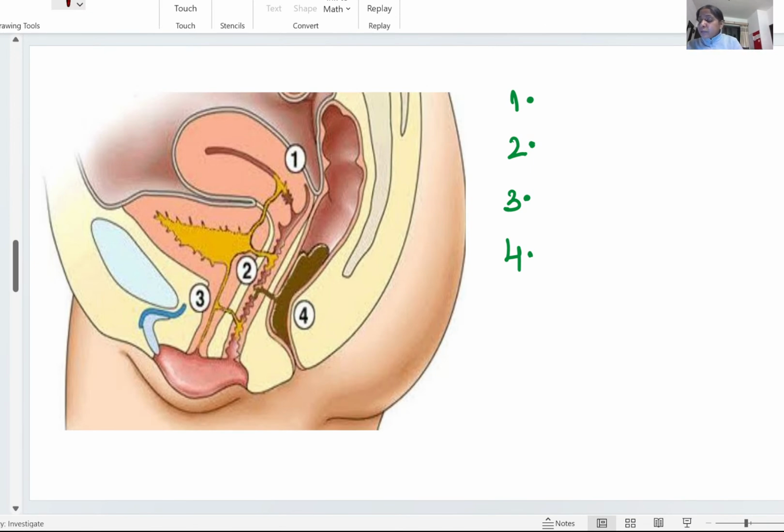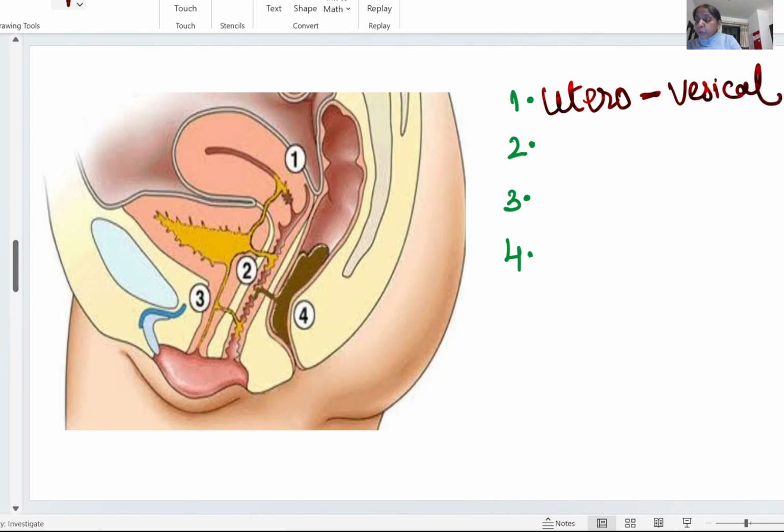These are the diagrams of fistula. In the last exam, we were asked to diagnose the fistula name. Okay, what is the first fistula? As you can see, the communication is between the uterus and bladder. So it is uterovesical.